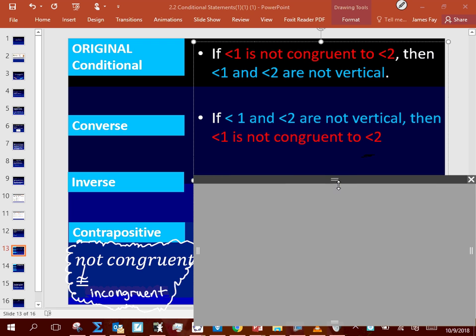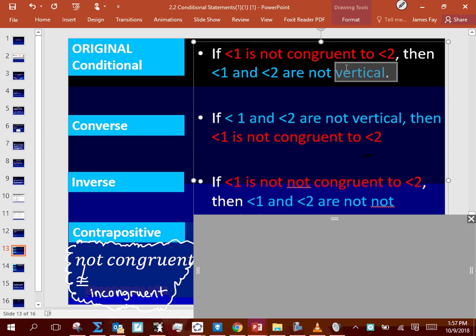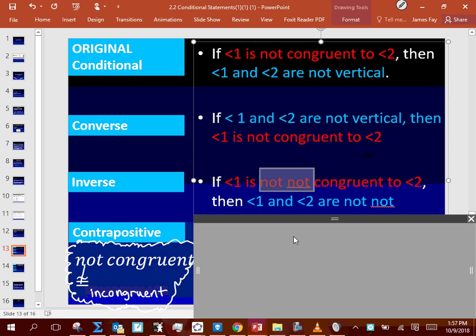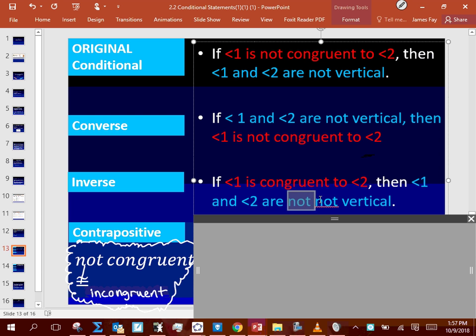The next thing I'm going to do is go back up to the original. So this was the original. I cut and pasted it, and it became my inverse, and then I go through and I negate both the hypothesis and the conclusion of the inverse. So I put an extra not in the front and the back. That means now I have a not, so not just wipes each other out. Back here, you have not again. They wipe each other out. And now my inverse is if angle 1 is congruent to angle 2, then angle 1 and angle 2 are vertical. Again, we'll come back and talk about the truth value of these in a moment.